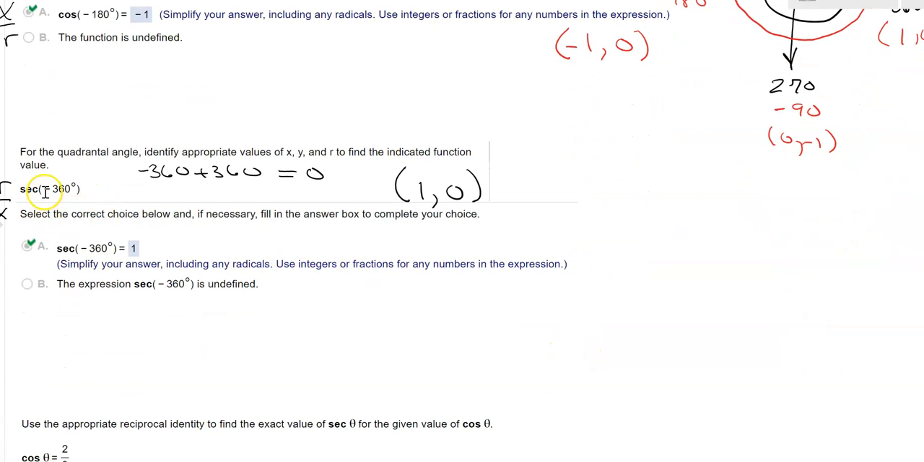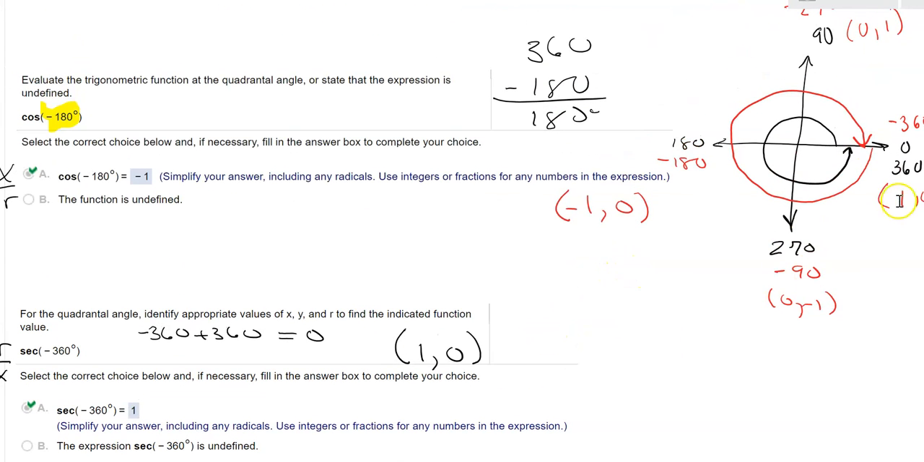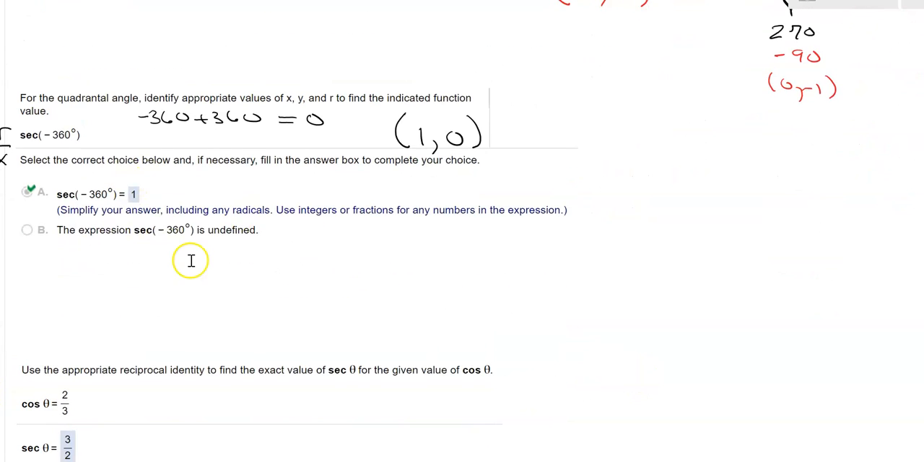Secant, all right, so this is the inverse of cosine. And so we're looking here, so it's negative 360. That scares me. So I add 360 to it and I get 0. Oh, very refreshing. So I'm looking at that on the unit circle, and so I'm looking at the values of 1 and 0. Since I'm dealing with secant, that is the inverse of cosine, so I'm still just looking at x. So that's 1 over 1, which is 1.